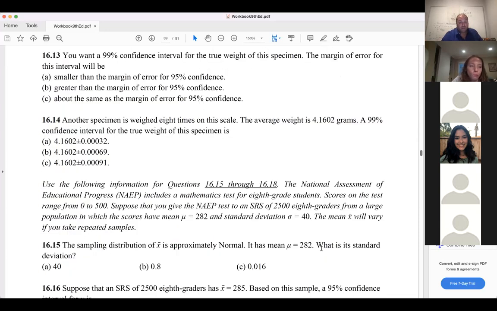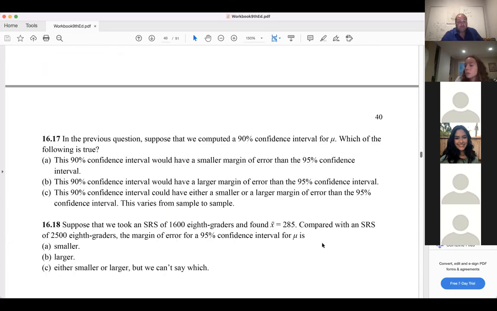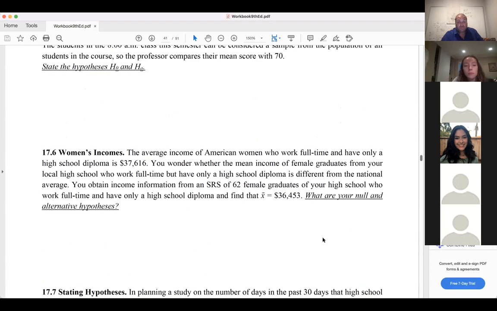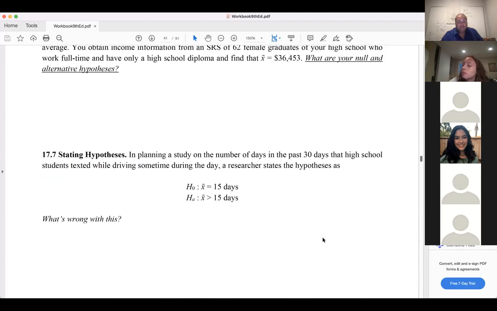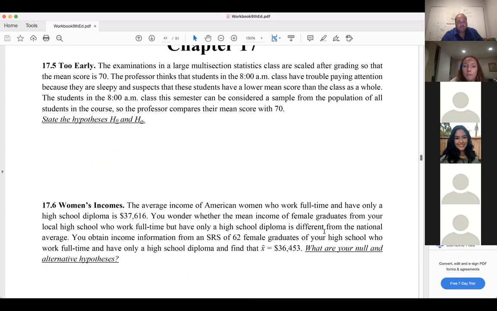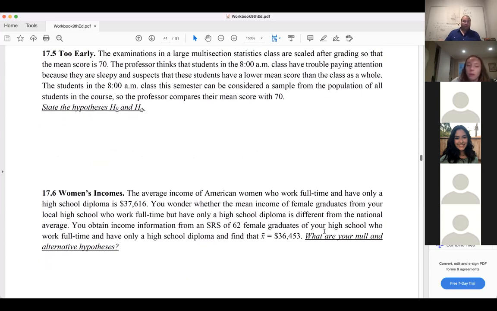Okay, so let's go to another chapter. I don't recall what this chapter is, so hopefully it won't. Oh, hypothesis testing. Okay, good. Okay, so let's do this. The first one here. 17.5, too early.